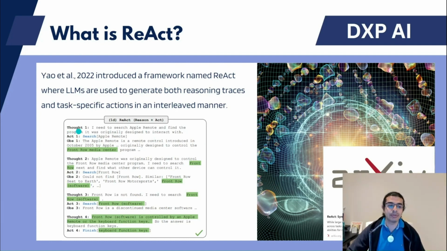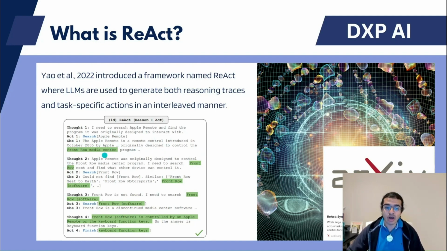So let's take an example here. I have here, "I need to search Apple Remote and find the program it was originally designed to interact with." So the action is search Apple Remote. And this is something very unique about ReAct, that it always assumes that there are external sources as well. So it's not just about taking the knowledge that ChatGPT already has, but it's also augmenting it with external sources such as search, for example, here. And then it says the Apple Remote is a remote control introduced in October, and so on.